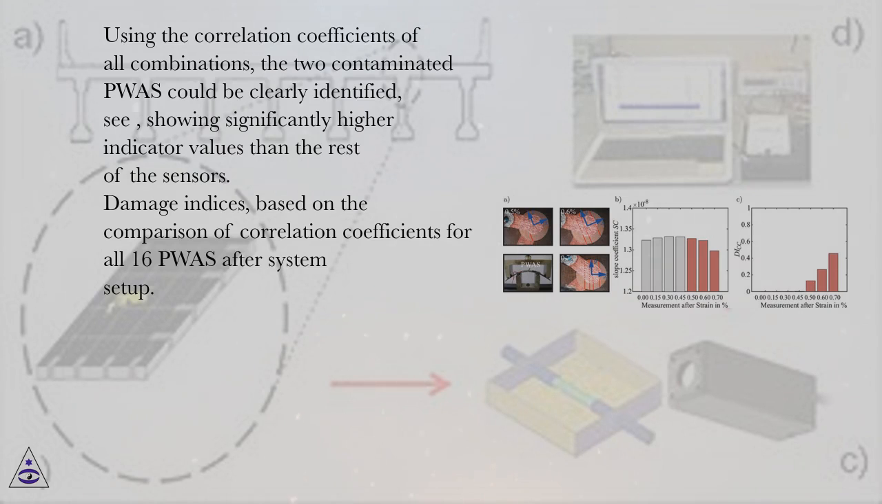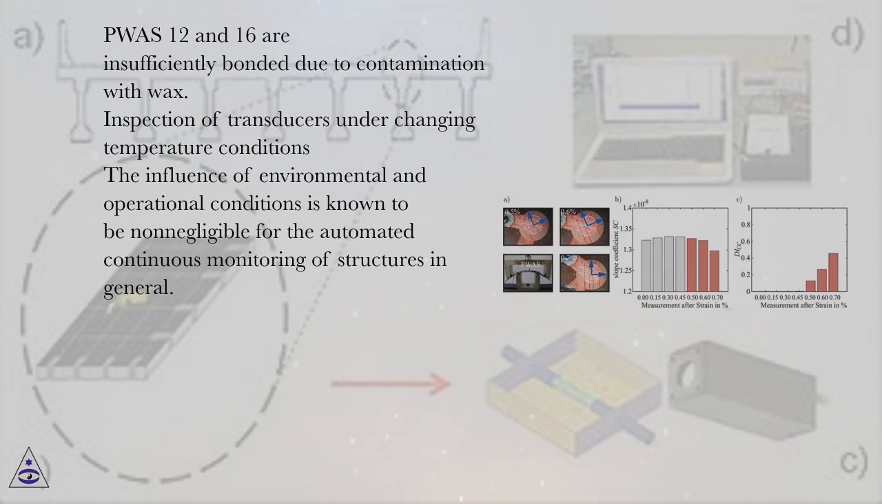Damage indices, based on the comparison of correlation coefficients for all 16 PUS after system setup. PUS 12 and 16 are insufficiently bonded due to contamination with wax. Inspection of transducers under changing temperature conditions.